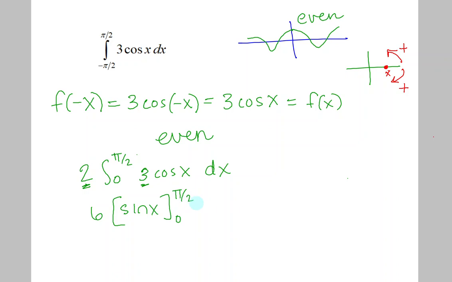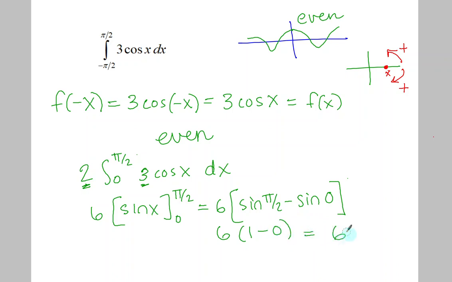Evaluating from 0 to pi over 2, we'll first plug in the pi over 2 minus, and then plug in the 0. And now we can compute: sine of pi over 2 is 1 and sine of 0 is 0. So our final cleaned up answer is 6.